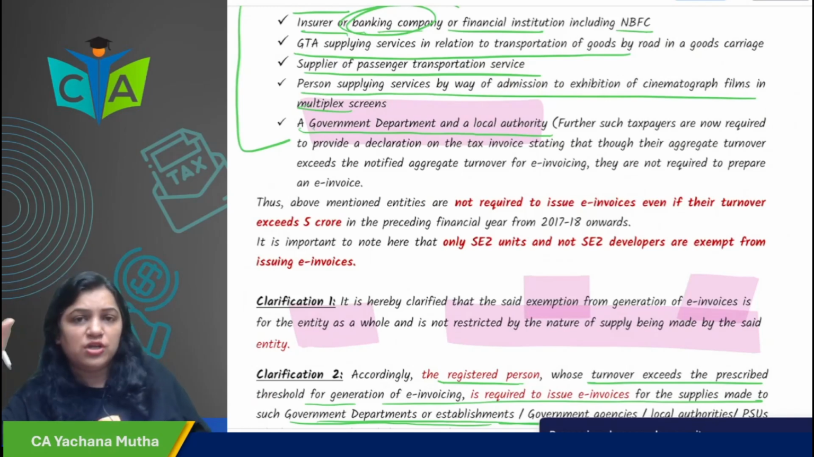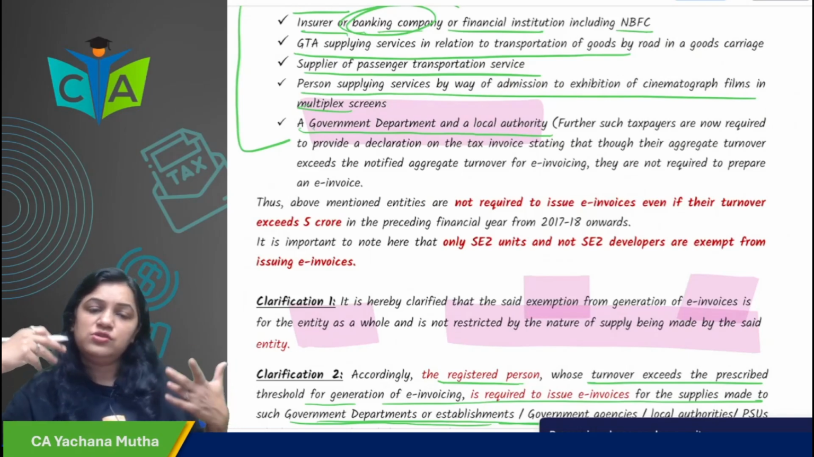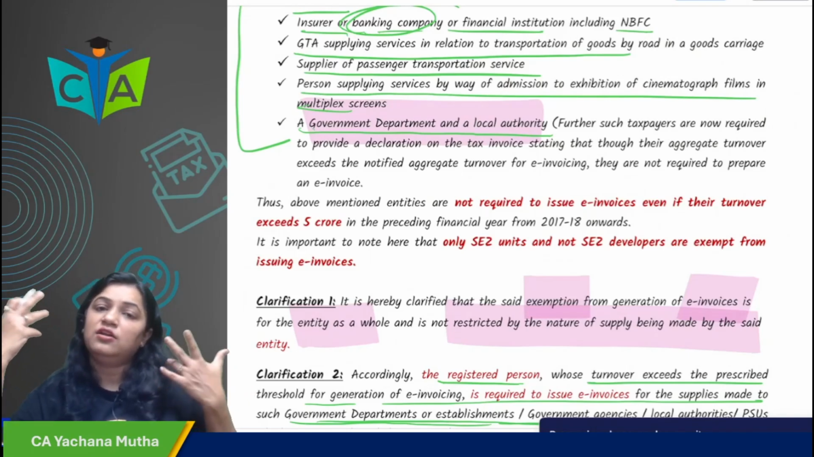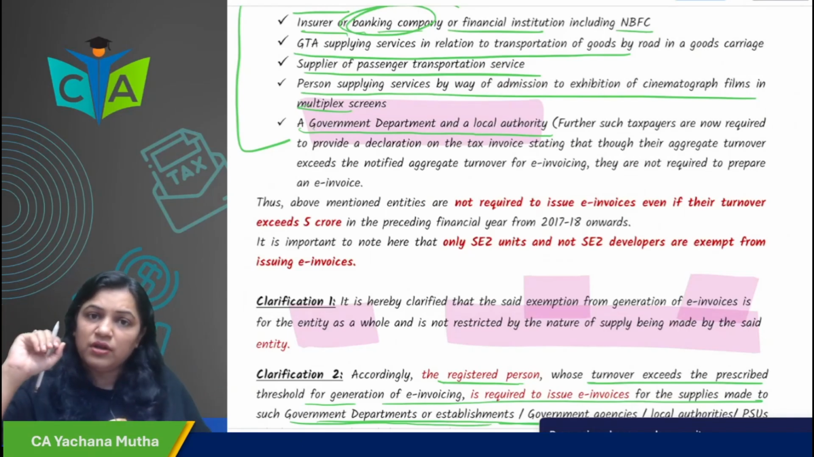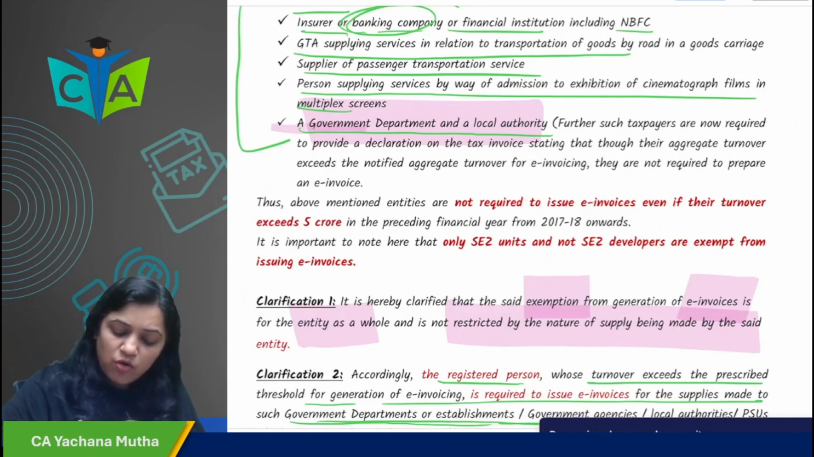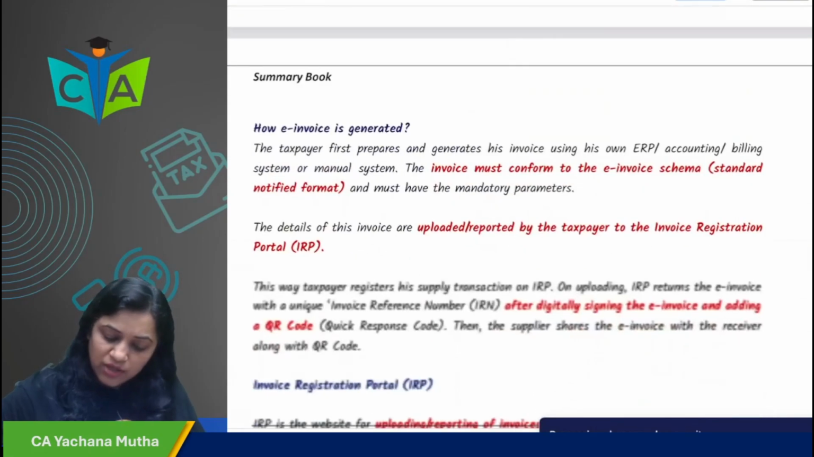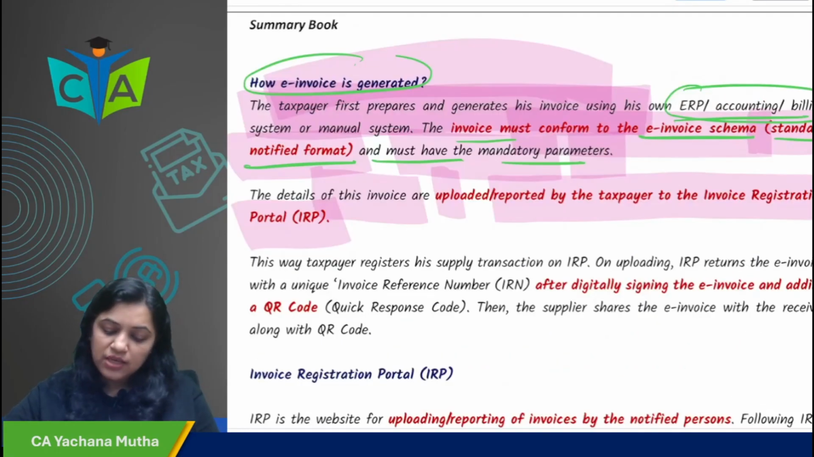So there was a confusion in industry, so government came up with this clarification. If there is some supplier who is a notified person, meaning whose aggregate turnover is more than 5 crore, he is required to issue e-invoice if he is supplying to the government. But this exemption is for government department and local authority. Okay. Now, how is e-invoice generated?